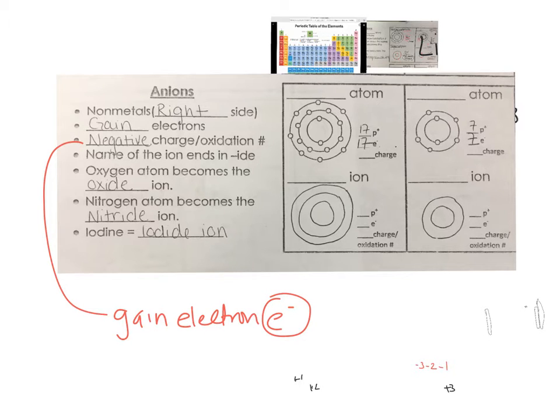When you're talking about nonmetals, you change the name of the atom's ending to an "ide." So oxygen atom becomes an oxide ion. This is just kind of a weird little rule. Doesn't really matter, but just know it. Nitrogen becomes nitride, and iodine becomes iodide ion. Okay, easy stuff. You can do it.